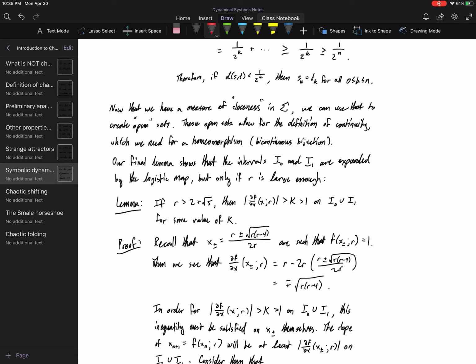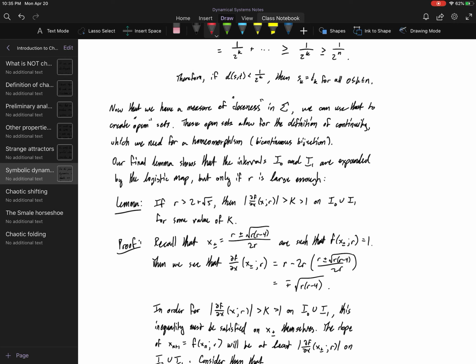And we need continuity to construct a homeomorphism, which is why we had to put a metric on sigma in the first place. We could have just made it a straight up topological space, but it's a lot simpler to look at these guys as metric spaces. It's a lot more definite for us. It's easier to do the analysis.